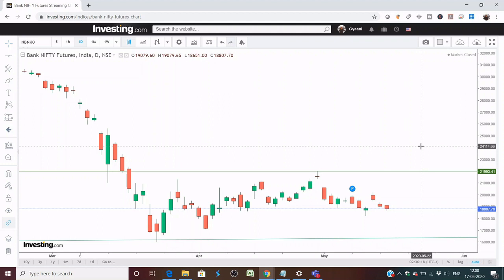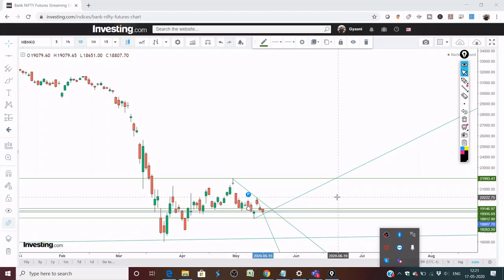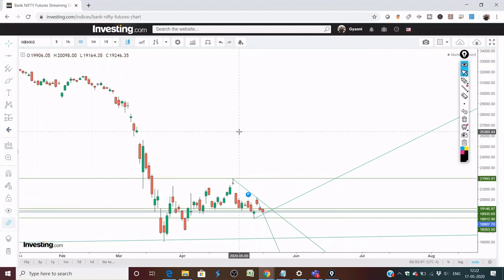Somebody is losing money and somebody is gaining money. The person who is patient is gaining money, and the person who is impatient is losing money always. So we have to be careful with that. Yeah, so we are at the daily time frame. So let's analyze this on a 15-minute time frame.